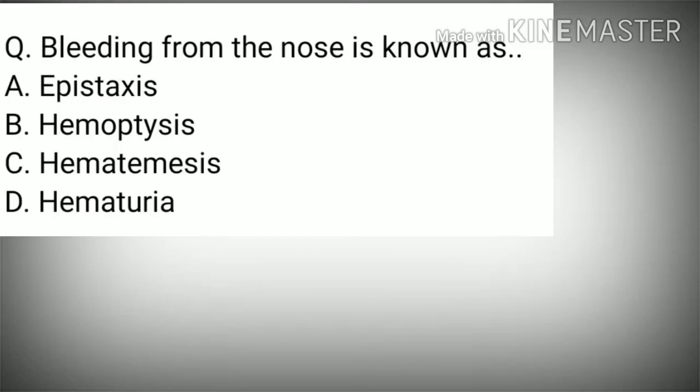Bleeding from the nose is known as: A. Epistaxis, B. Hemoptysis, C. Hematemesis, D. Hematuria. And the correct answer is A. Epistaxis. Epistaxis is the bleeding from the nose. Hemoptysis is the bleeding with cough and mucus. Hematemesis is bleeding with vomiting contents from stomach. Hematuria is the bleeding with urine.